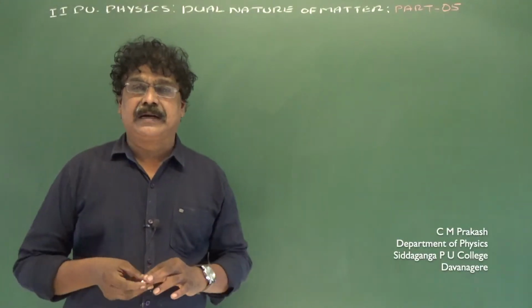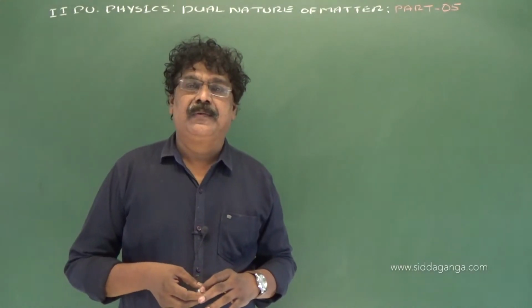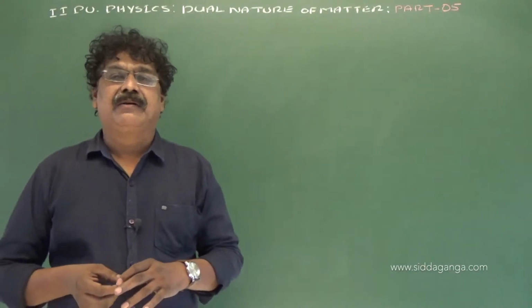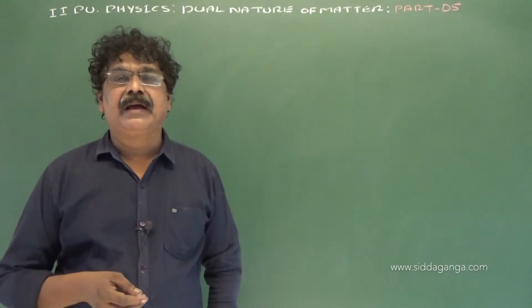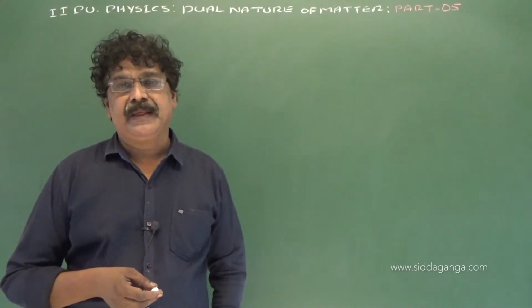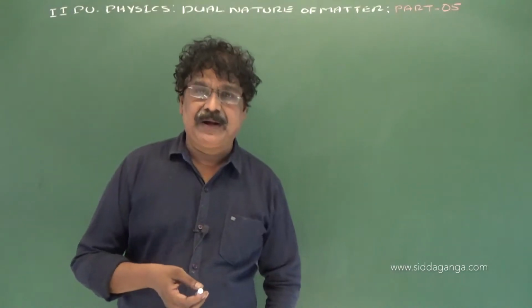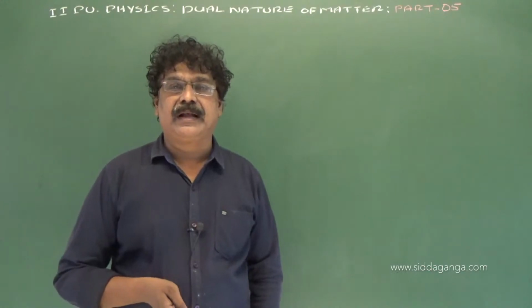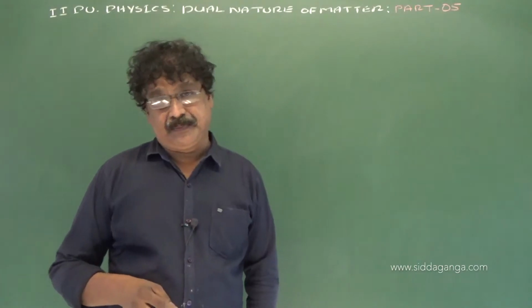In the previous class, we discussed the photoelectric effect and also the dual nature of matter, that is matter waves, and we have also derived the expression for de Broglie wavelength. We have expressed de Broglie wavelength in terms of momentum, in terms of the kinetic energy of the particles, and in terms of the accelerating potential.